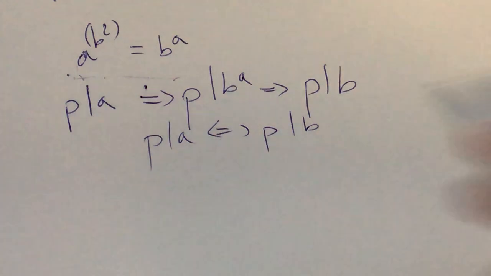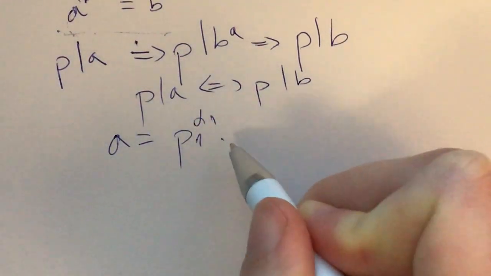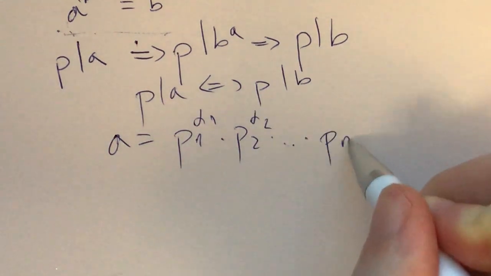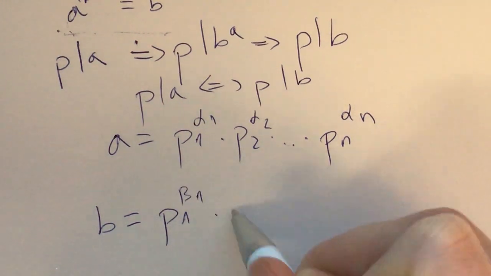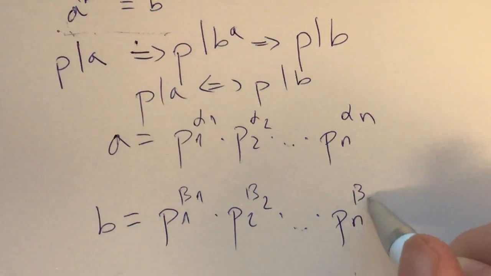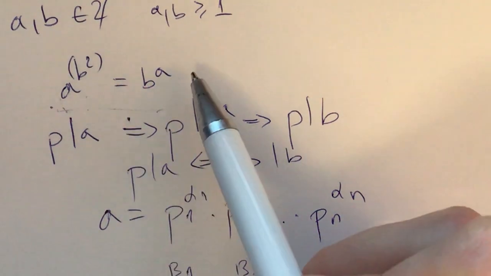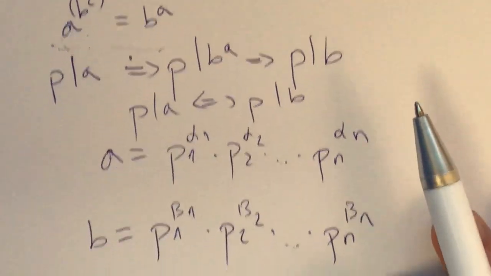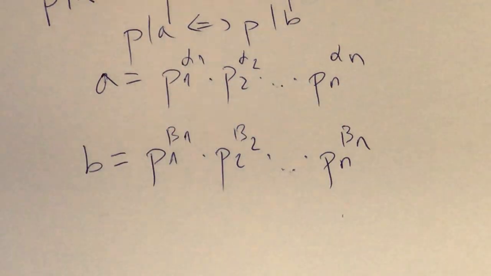So first let's write them up. Namely, a equal to p1 to the alpha 1 times p2 to the alpha 2, and so on and so forth till pn to the alpha n, and b equal to p1 to the beta 1 times p2 to the beta 2 times all the way till pn to the beta n. Of course, this is assuming they have prime factors. If one of them is 1, then the other one is 1, and that's a solution. But looking at solutions other than 1, 1, assume they have prime factors and let the prime factors be this.